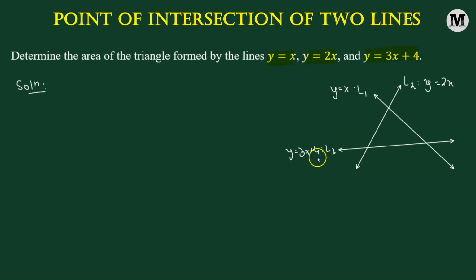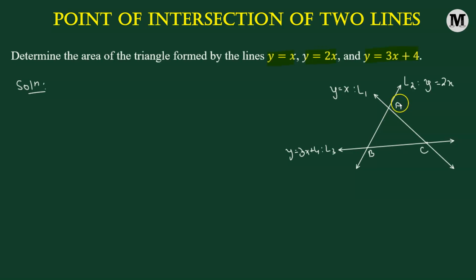Now, in order to find the area of the triangle formed by the intersection of the three lines, let L1 and L2 intersect at the point A. Then we have the lines L2 and L3, let's say they intersect at the point B. And then we have line L1 and line L3 intersecting at the point C. Now, our goal will be to determine the area of triangle ABC.